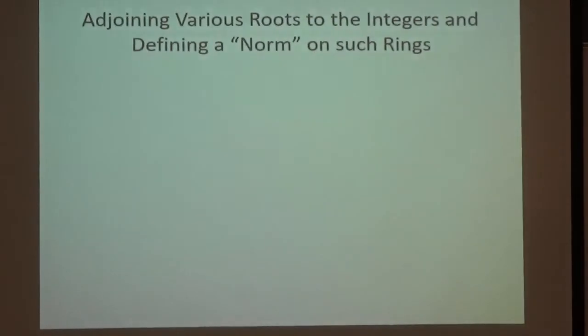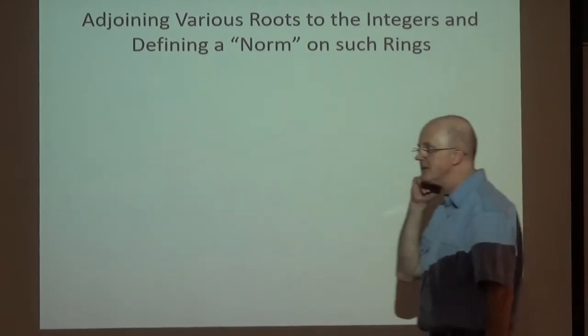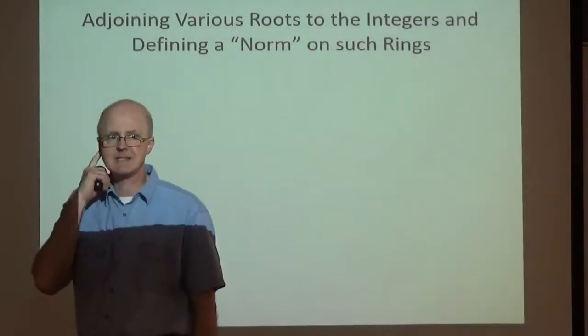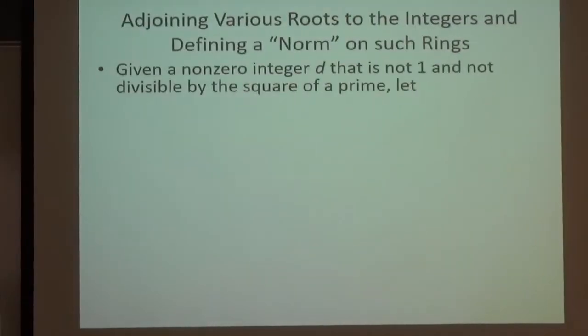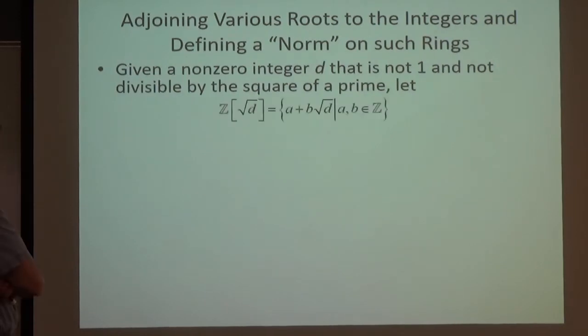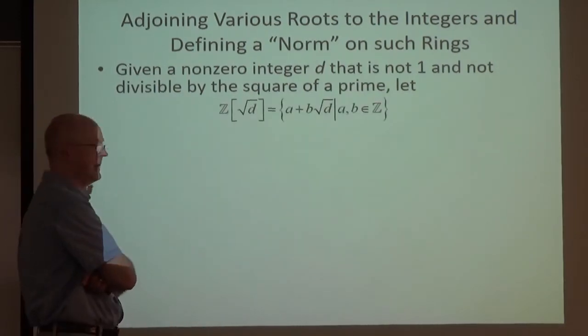All right, now the content gets even more technical, but cool, I think. So we're going to think about these new examples, Z adjoined square root of d. Given a non-zero integer d that is also not 1 and not divisible by the square of a prime, we consider this set, and this can be shown to be an integral domain.